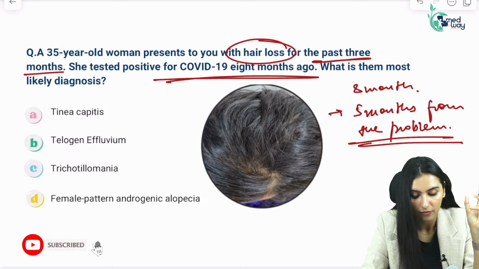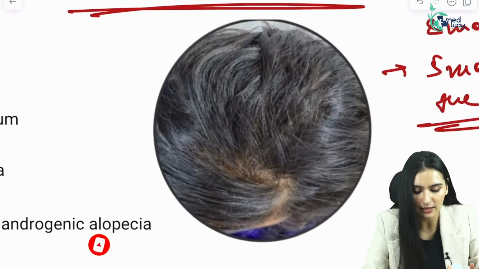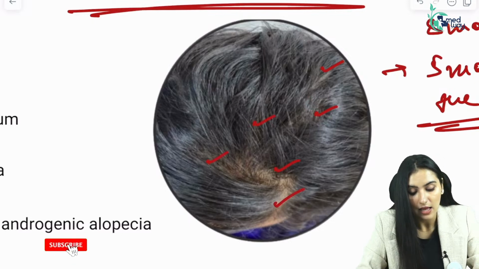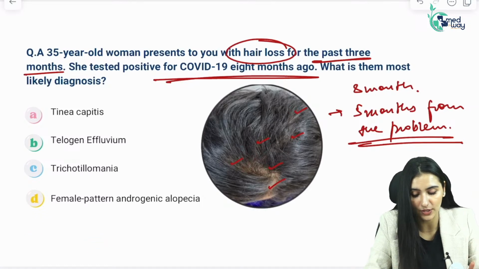Okay. If you look at the picture, there is diffuse thinning. There is a little bit of hair loss here. I can see scalp here, here, here, here, here. There is not a pattern that is being followed. So, I cannot call it a male pattern or a female pattern hair loss. That is not the situation.